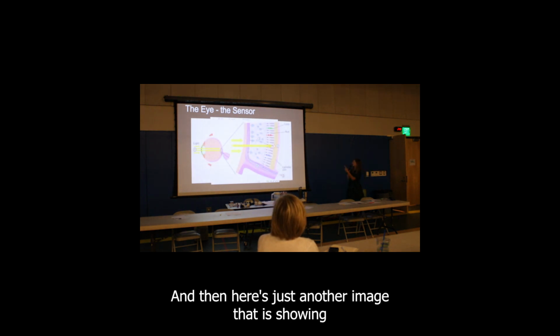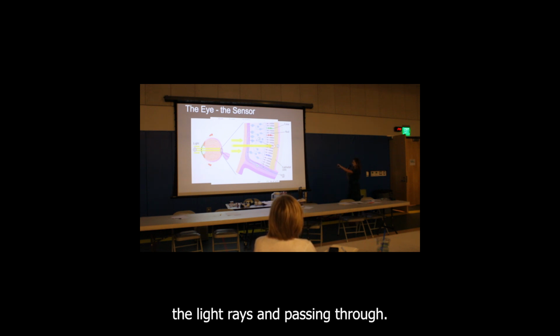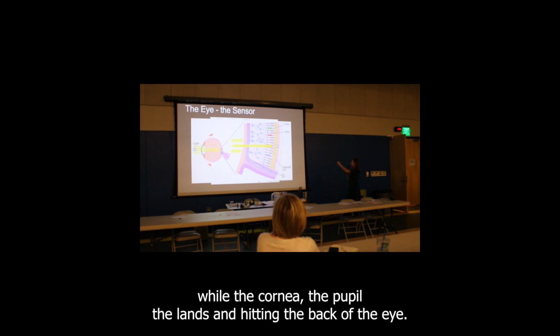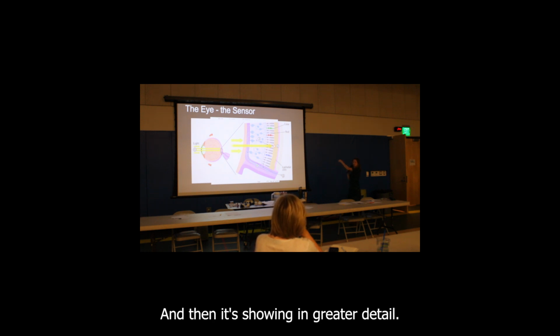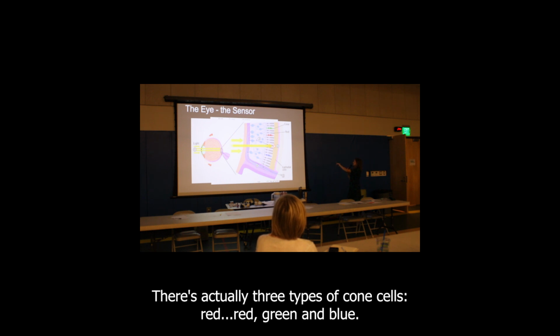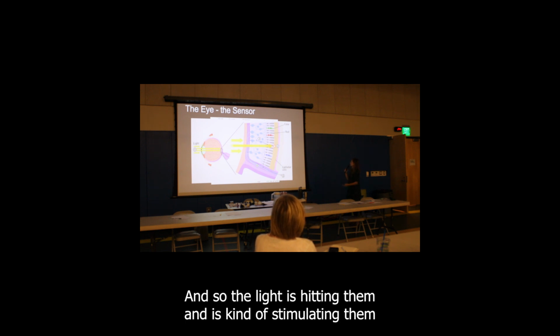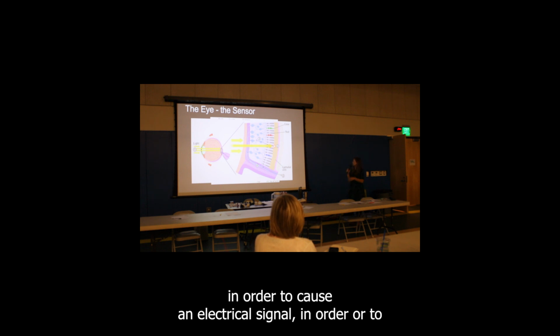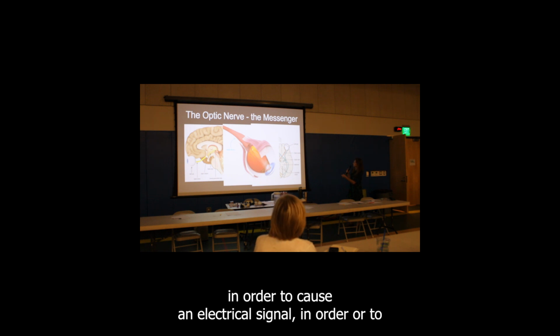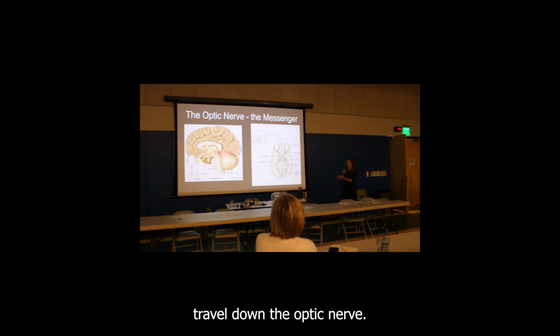Okay, and then here's just another image that is showing the light rays passing through first the cornea, the pupil, the lens, and hitting the back of the eye. And then it's showing in greater detail, there's actually 3 types of cone cells, red, green, and blue, and then the rod cells are in gray. And so the light's hitting them and is stimulating them in order to cause an electrical signal to travel down the optic nerve.